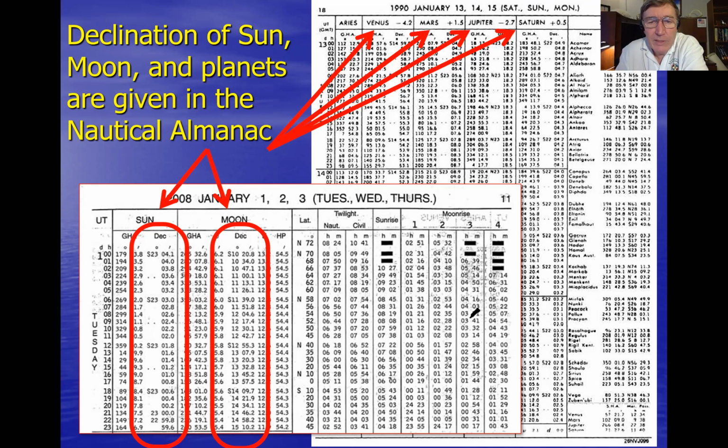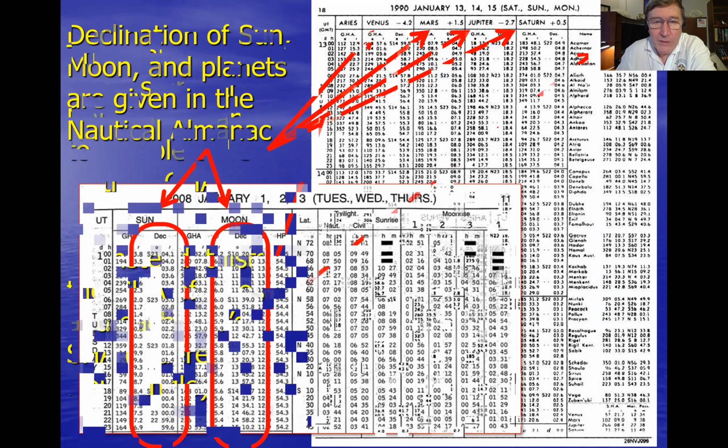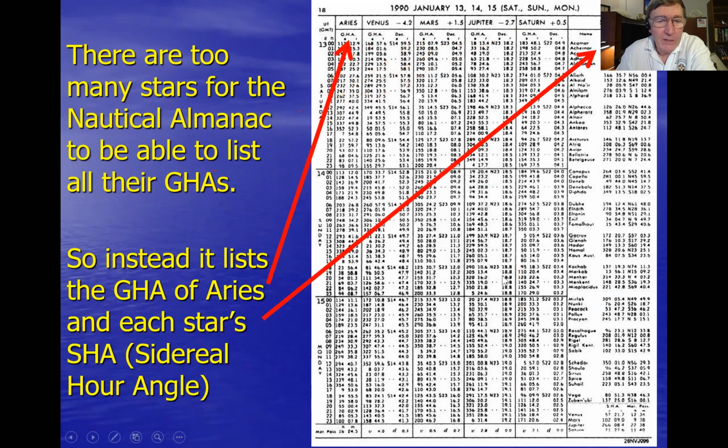Stars are a little bit more difficult simply because there are 57 navigational stars. If we were to do the same thing for the stars that we've done for each of the planets here, the nautical almanac would have way too many pages in it. So there's an easy workaround for that. This is the workaround.